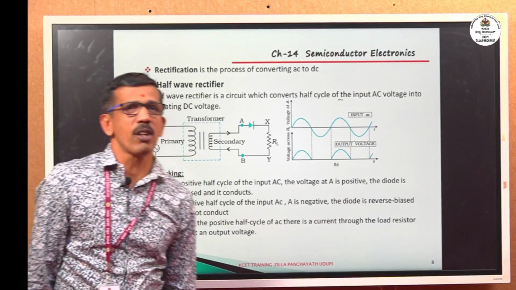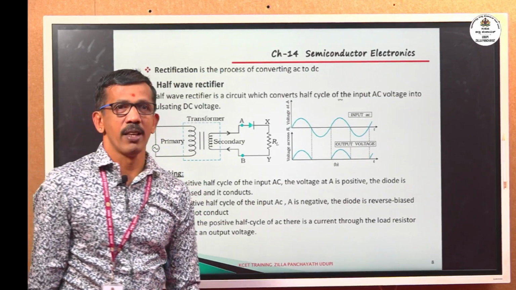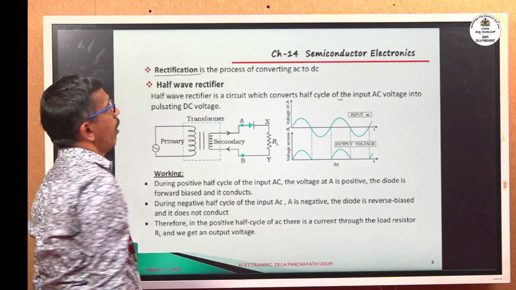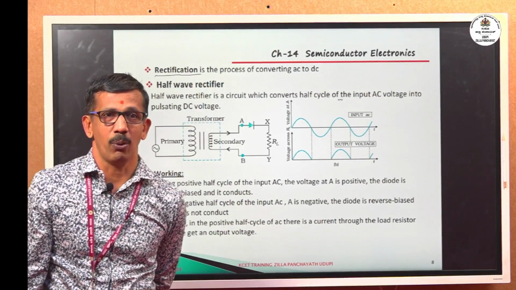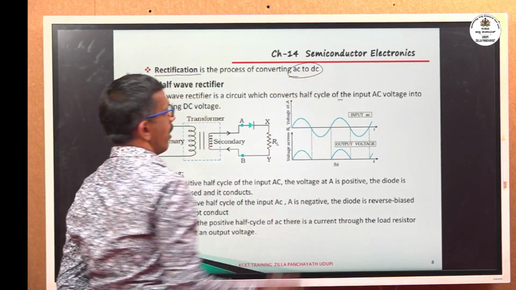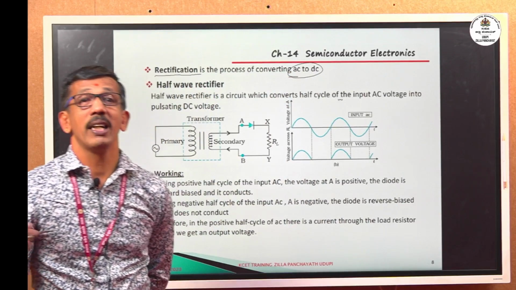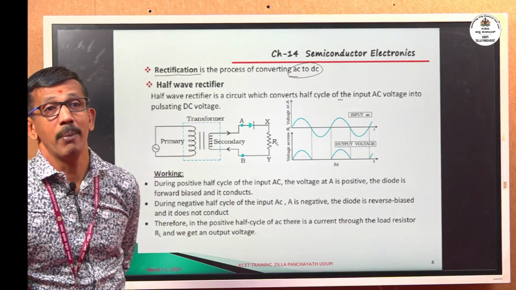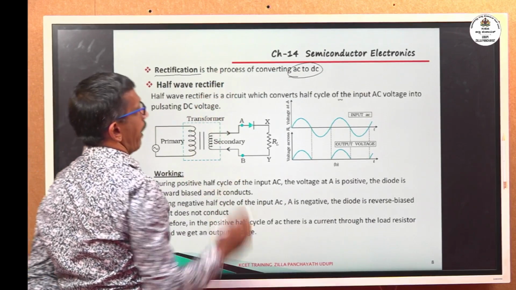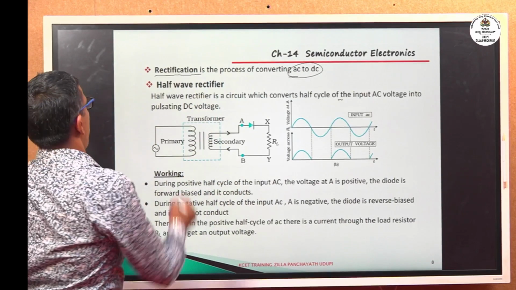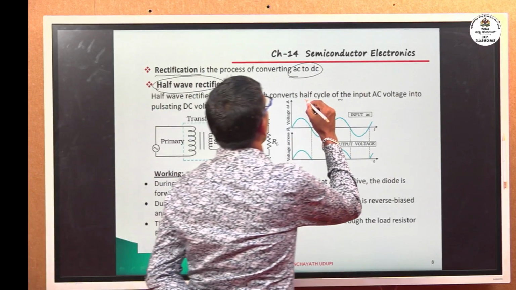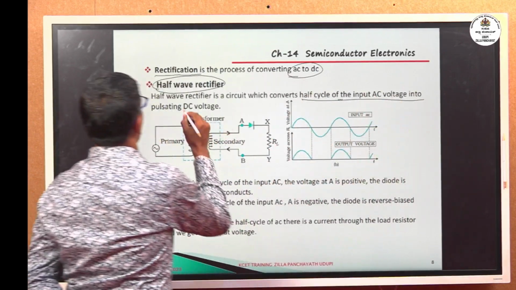The main use of PN junction is rectification. What is rectification? The conversion of AC into DC. Alternating current is converted into direct current by the use of a semiconductor diode. The constructed circuit is called a rectifier. There are two types of rectifier. One is called half wave rectifier, which converts only half of the input signal voltage into pulsating DC voltage.